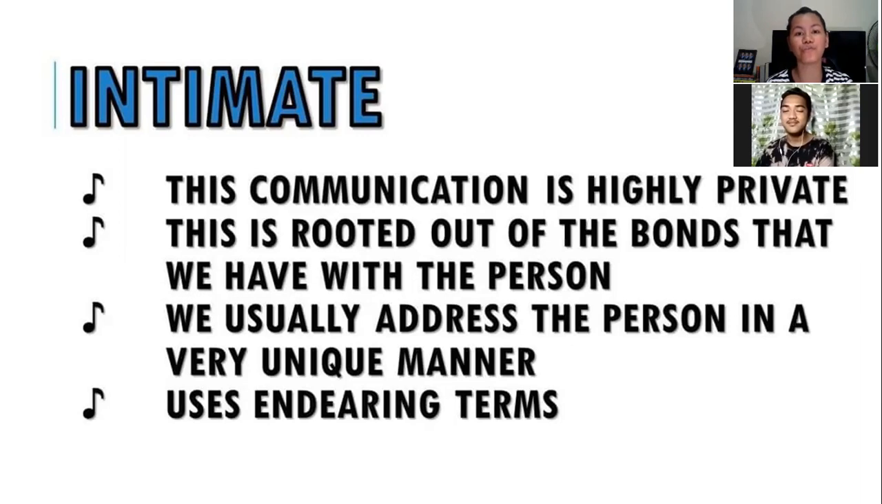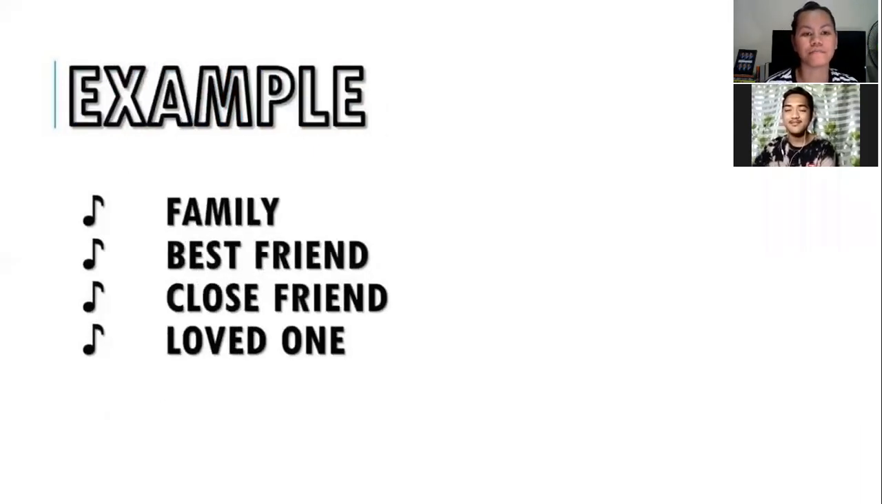We're not just going to use terms of endearment for a special someone. Pwede siya sa kahit na sino, as long as they're very close to you. Moving on to examples. Where do we usually use the intimate style of speech? That is when we talk with our family members, our best friend, our close friends, and our loved one.